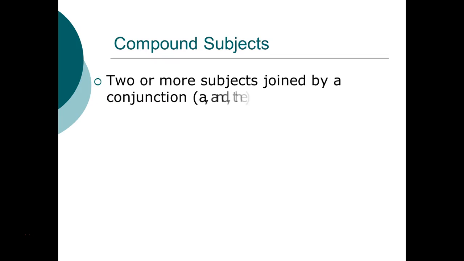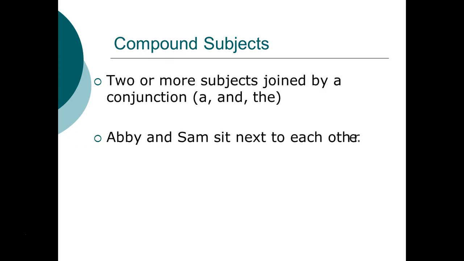So first of all, let's take a look at what a compound subject is, and I want you to write this down in your notes. That's two or more subjects joined by a conjunction, a, and, or the. For example, Abby and Sam sit next to each other. So the subject is Abby and Sam, so that's a compound subject. So Abby, Sam would be the subject. So there's two of them.